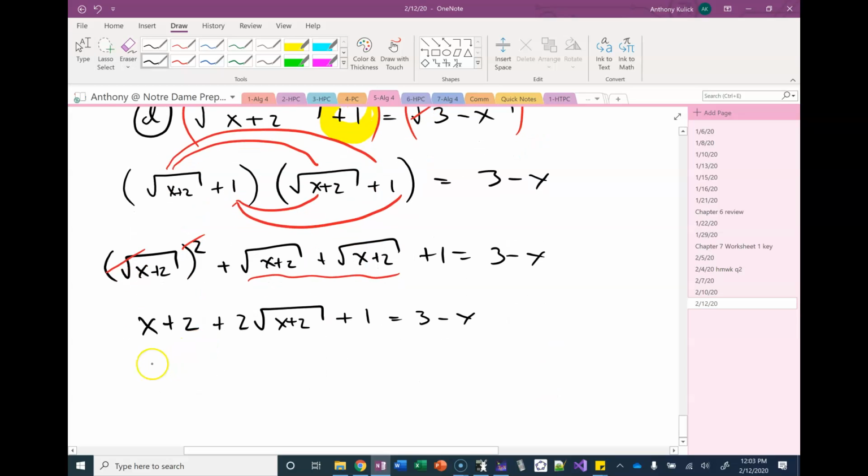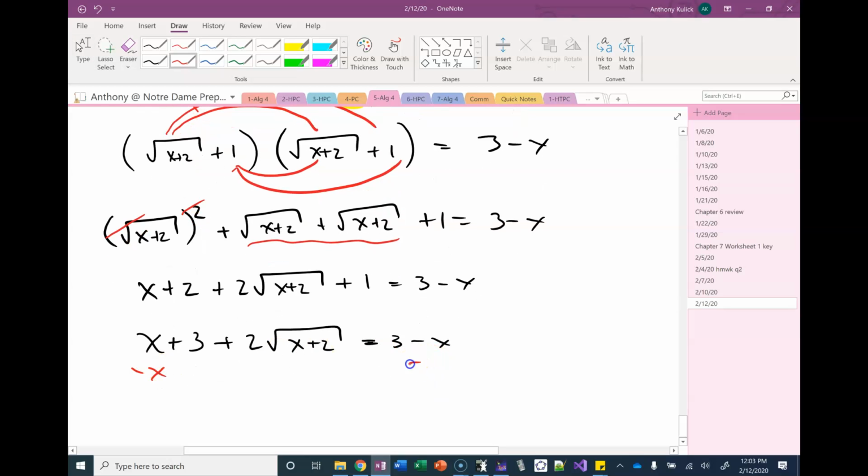Let's combine our like terms. I have a plus 2 and a plus 1. I can turn that into a plus 3. And now this problem looks a little bit like that very first example we gave, where I have x's inside the radical and x's outside the radical, right? So I'm going to solve it kind of the same way. I'm going to start by isolating the radical. So I'm going to subtract x from both sides, and then subtract 3 from both sides.